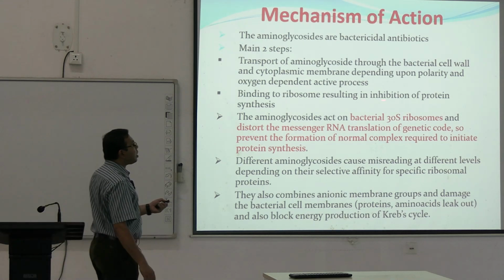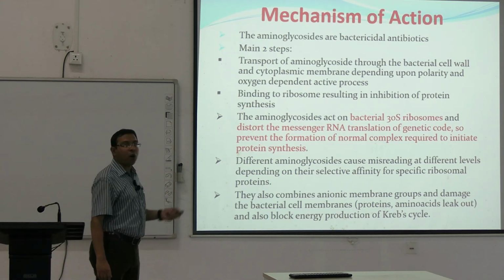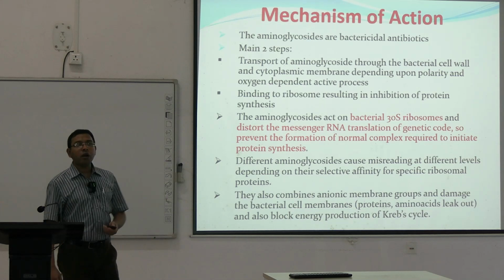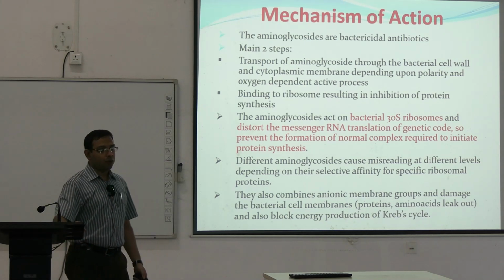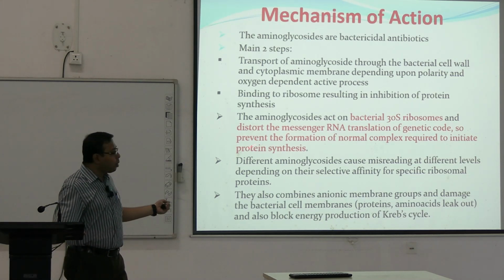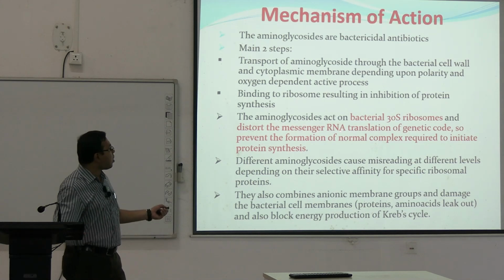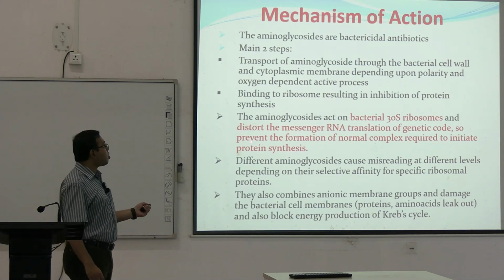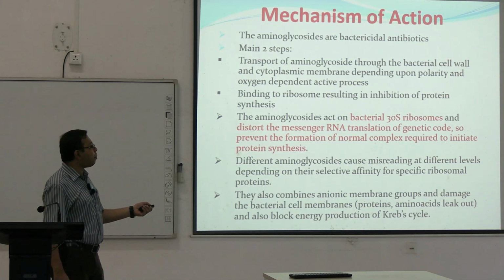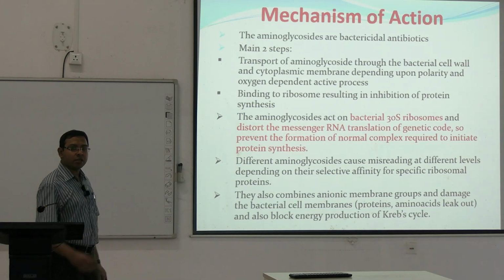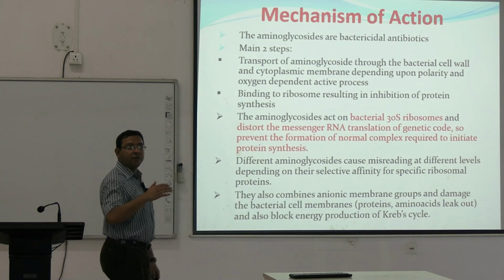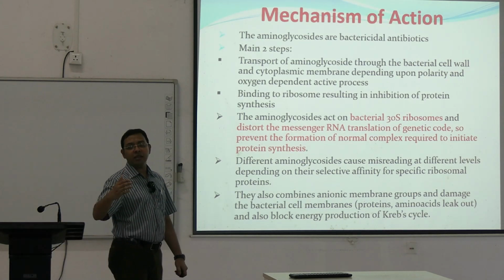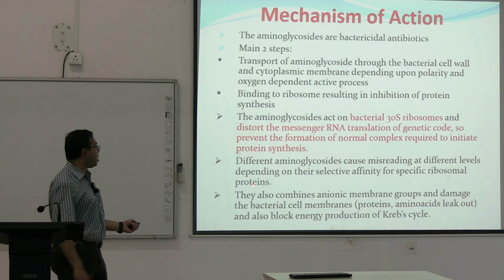Second, binding to the ribosome, resulting in inhibition of protein synthesis. How does this bind? They mainly bind on the bacterial 30S ribosomal subunits. Firstly they bind, and ultimately they distort the messenger RNA translocation of the genetic code. So they prevent the formation of the normal complex required to initiate protein synthesis. Again, in translation there are different steps; they basically block the initiation and the further processes follow.